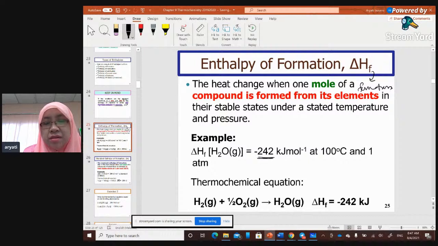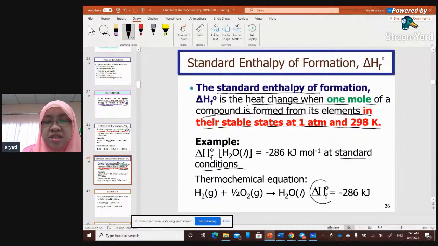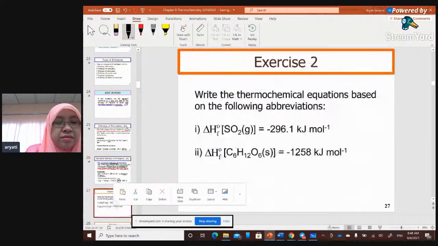This is already given, so we put negative here. Here it is kilojoule per mole. Since this reaction is for 1 mole, we just put kilojoule here, no need to put kilojoule per mole. Standard enthalpy of formation, symbol delta HF naught, is the heat change when 1 mole of a compound is formed from its elements in their stable state at 1 atm and 298 Kelvin. For example, the delta H naught F for H2O is -286 kilojoule per mole at standard condition. The thermochemical equation is exactly the same, just that because it says standard, there must be the naught symbol in delta H, not F. Okay, exercise.